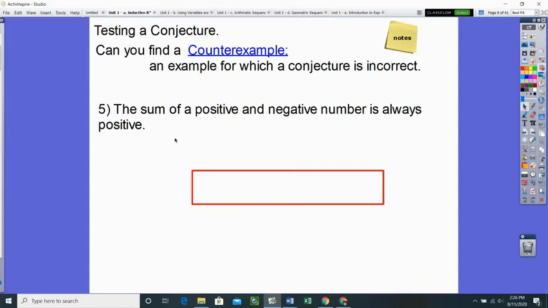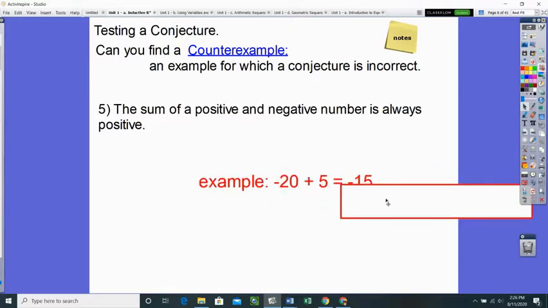Can you think of an example right now of a counterexample that would not hold this conjecture true? What is it? Okay, let me give you my example. I say this isn't true because look at this example. If the negative number is bigger than the positive number when you're adding, you're always going to get a negative. So you would tell this 7th grader, whoa, this is not a good conjecture. One counterexample, it's not good.